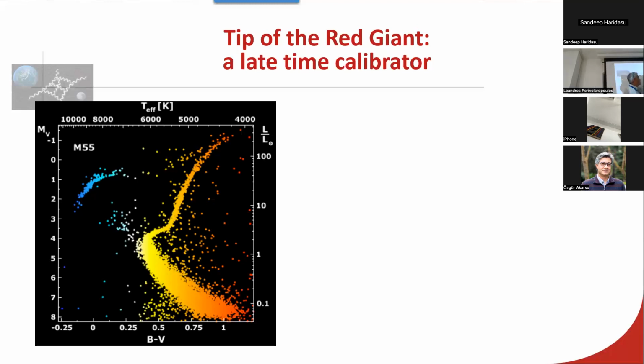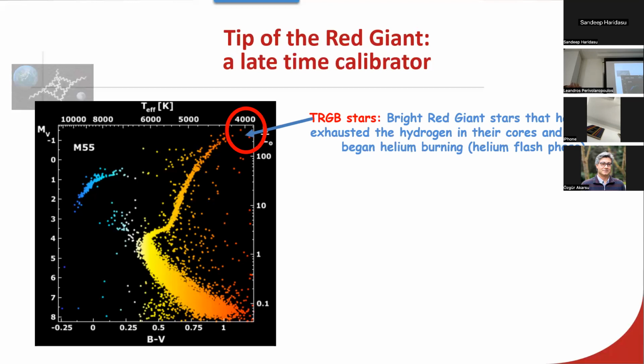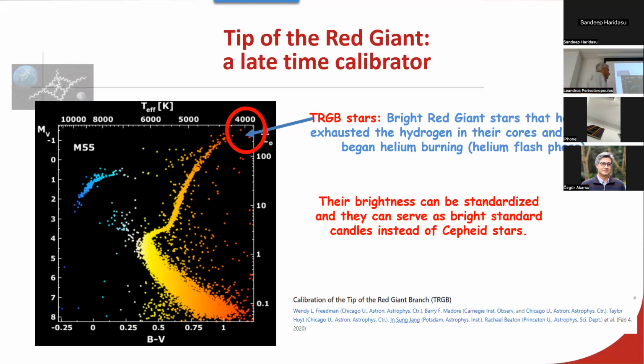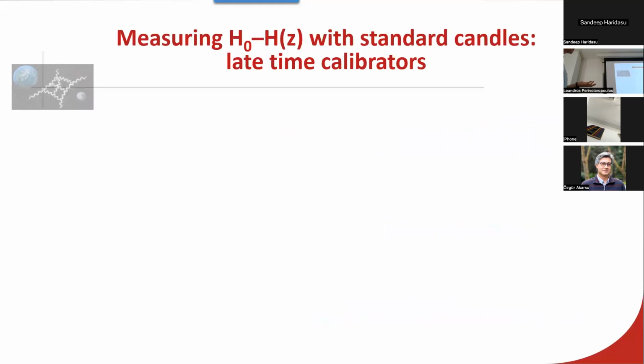These stars can be shown to have a standardized absolute luminosity, so we can know their absolute luminosity. They share a common property: they have just exhausted hydrogen in their cores and have just become helium burning, so their luminosity could also be similar, or at least standardized. Their brightness can be standardized, and they can serve as an alternative calibrator to the Cepheid stars. This is also a very accurate probe. It gives an H0, and an H of z, but it's not in full agreement with the Cepheids. It's in good agreement, consistent, but not in full agreement.